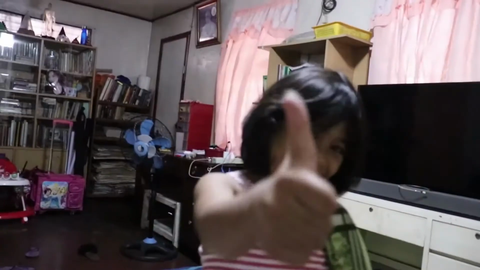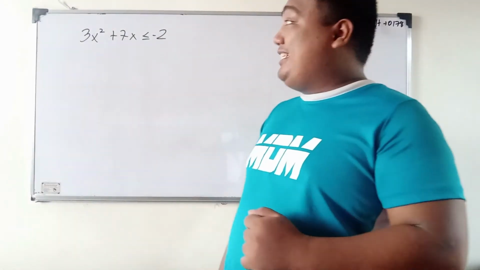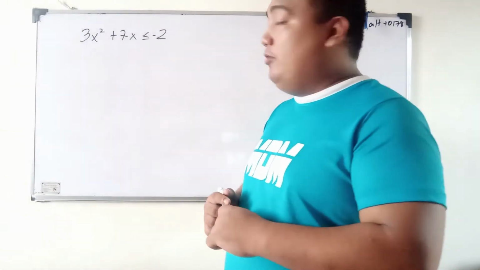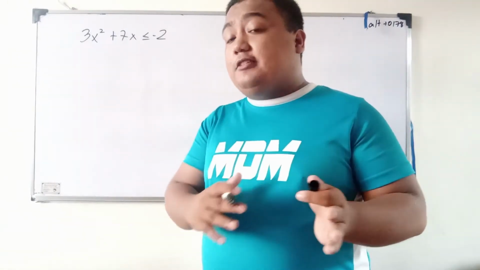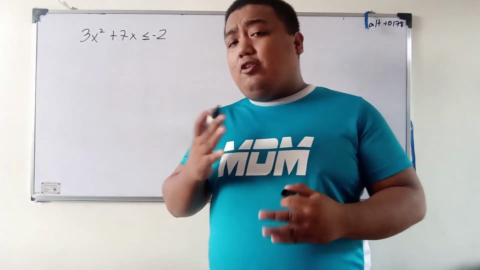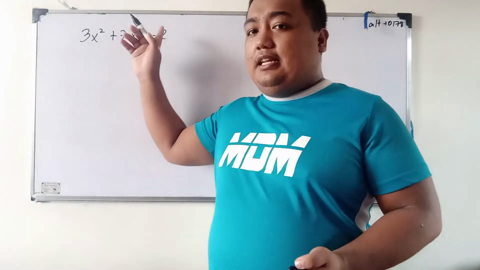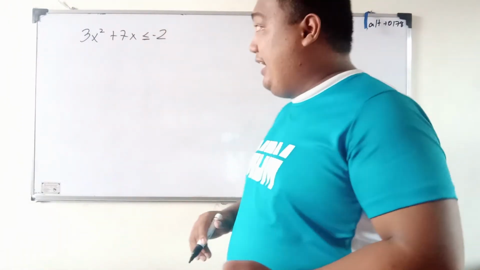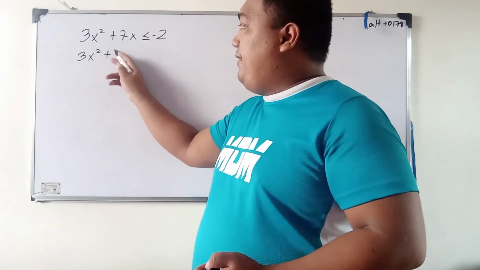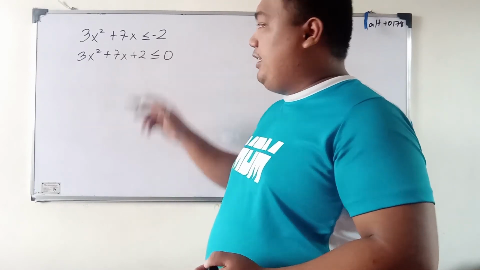Okay ba? Check na check! Last example. This time naman, ang given natin is 3x squared plus 7x is less than or equal to negative 2. So, this is different from our previous example kasi, take a look, may equal sign tayo sa baba. Pero konti lang naman yung kaibahan niyan sa mga previous example natin. Okay? So first, ilagay natin si negative 2 on the other side of the equation. So that will be 3x squared plus 7x plus 2 is less than or equal to 0.